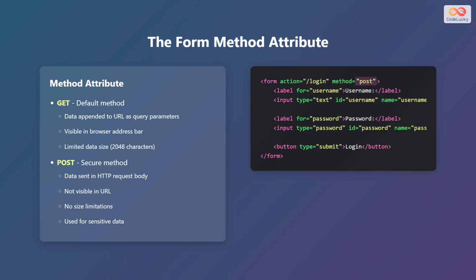Post sends the form data in the HTTP request body. It is not visible in the URL, has no size limitations, and is generally used for sensitive data like passwords. In the code example, the method attribute is set to post, indicating that the form data will be sent in the HTTP request body.